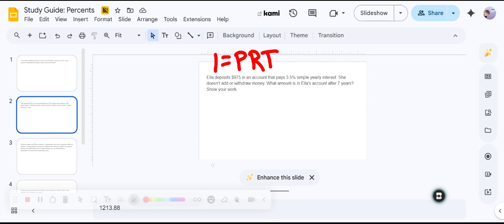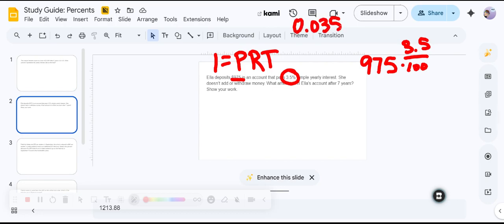So she deposits, there's our principal, 975 times our rate, and remember that we can't multiply, add, or subtract percents to regular numbers or dollar amounts, so we're going to change this to a fraction or a decimal. We know that percents are always out of 100, so if you just want to say 3.5 over 100, you can. If you want to convert it to a decimal, that's fine too. You would punch 3.5 over 100 in your calculator, and that's 0.035.